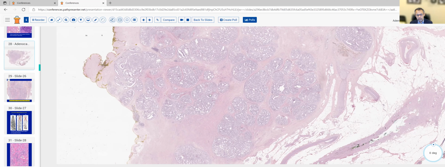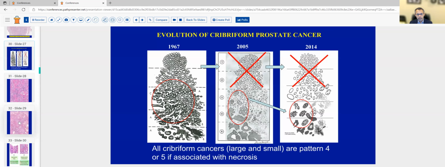So if you think that there is some intraductal component, you can say adenocarcinoma 4+4 with cribriform morphology and intraductal features. That would be a sufficient way to address this particular type of case.